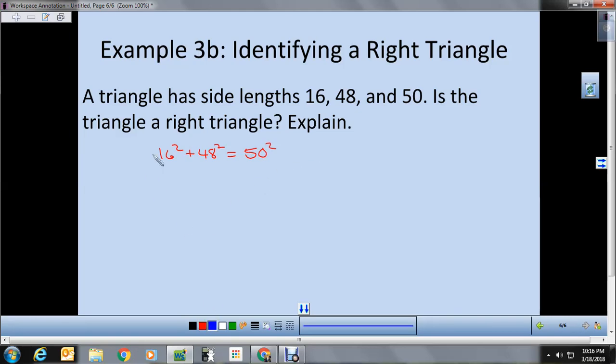So now we square 16, which is 256. 48 squared is 2,304, and it's equal to 50 squared, which is 2,500. We add these two together, and we get 2,560. And we bring it down to 2,500. Because these are not equal, therefore it is not set up for the Pythagorean theorem. So we say no, this is not a right triangle.